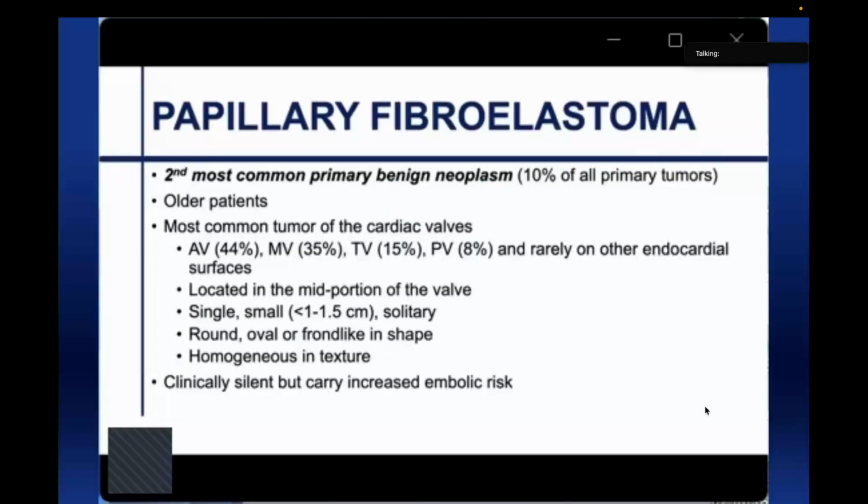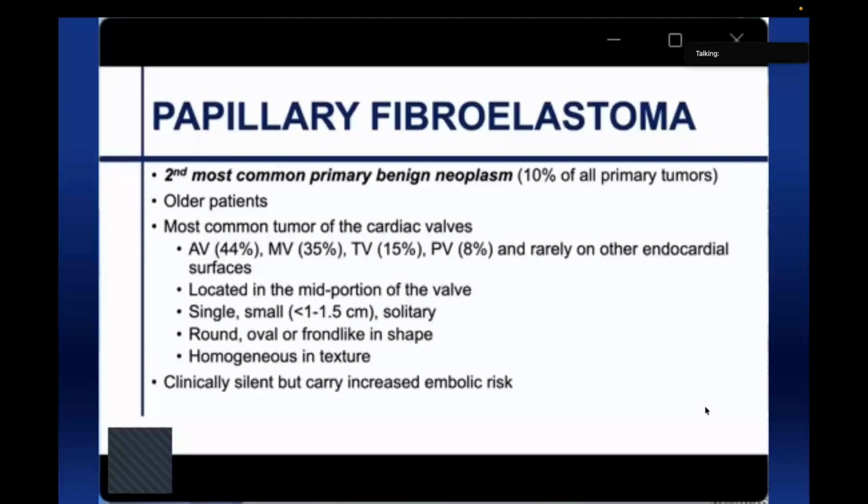You have your papillary fibroelastoma. This is the second most common primary benign neoplasm. It comprises 10% of all primary tumors. It is common in older patients. It is the most common tumor of the cardiac valves: aortic valve, 44%, mitral, 35%, tricuspid, 15%, and pulmonic valve, 8%, and rarely on the other endocardial surfaces.